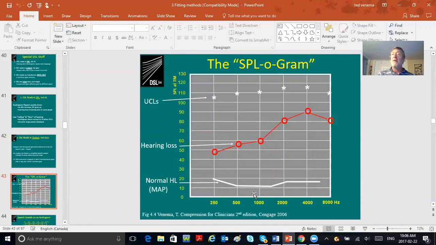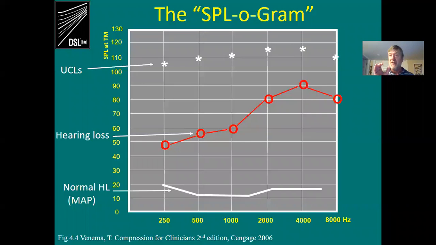Here's the SPLogram. Here's a picture of it. Here's normal hearing level shown in dB SPL. What would this be? Minimal audible pressure. I'm going to pull it up even closer. Let's make sure we understand this.